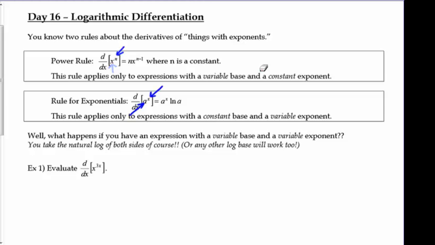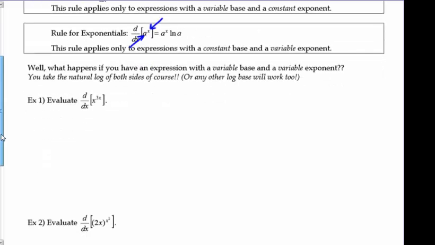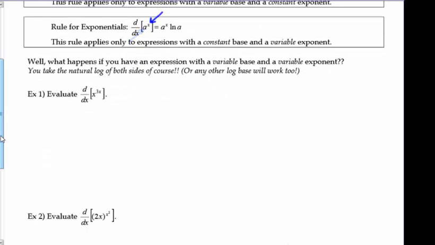Okay? Now, what happens if you have something that doesn't fall into those categories? If you have something that has a variable base and a variable exponent, well, we don't have a rule for that, so what we do is we take the natural log of both sides, or technically any other log base will do. You may think to yourself, why would I introduce logarithms if I don't have to? Except if you're me, you're like, yay, logarithms. So try to be more like me and say, yay, logarithms, because they make everything easier.